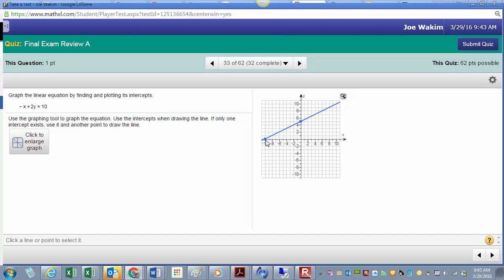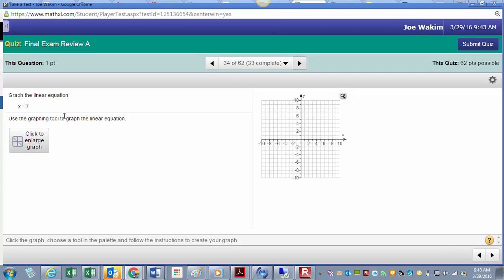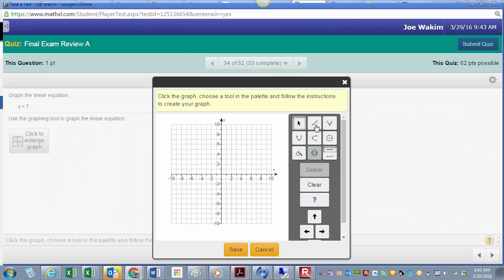Number 34. Graph the linear equation. Every time we have an x equals a constant, that's a vertical line. So now we're going to plot the line, but now it's a vertical line. So x equals 7 here, and then we can take another 7 here. That's it. So x equals 7 is a vertical line.